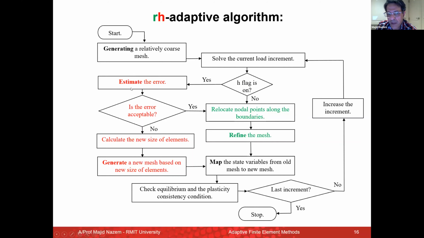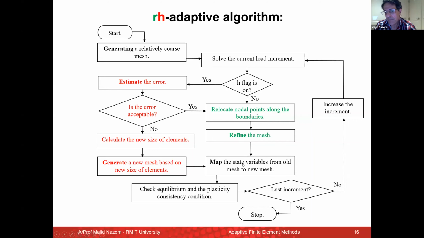In H adaptive, we first estimate the error. If the error is acceptable, we switch back to our R adaptivity. But if the error is not acceptable, then we need to calculate the new size of elements, or basically work out a new mesh density, generate a new mesh, and then go to the mapping procedure. If we have followed the R adaptivity, we do mesh refinement without changing the topology of the problem.